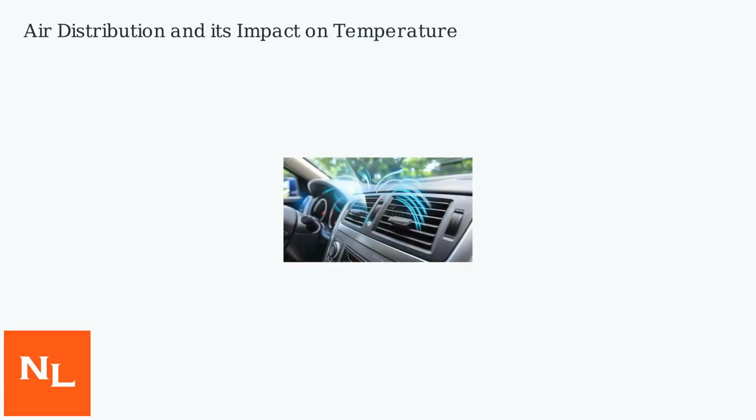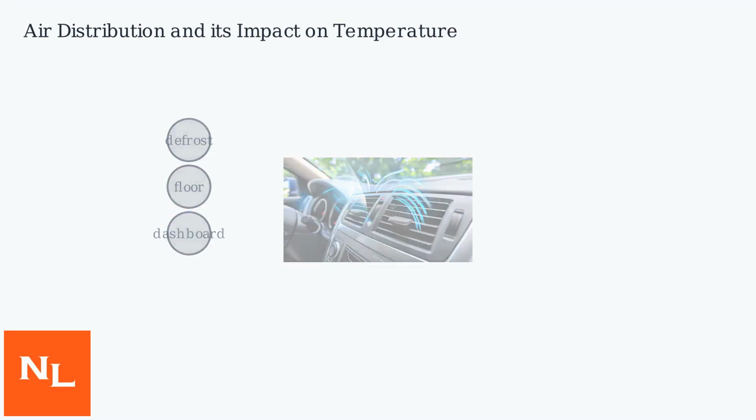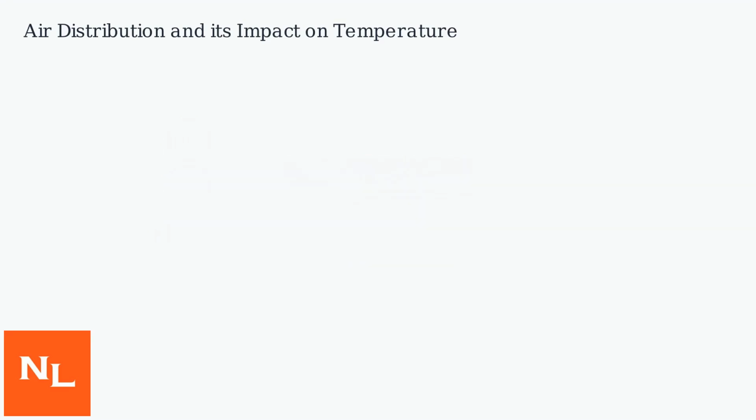Airflow distribution in the W245 is controlled by buttons for different vent modes, including defrost, floor, and dashboard. These settings determine where the air flows in the cabin and significantly impact how you perceive the temperature.